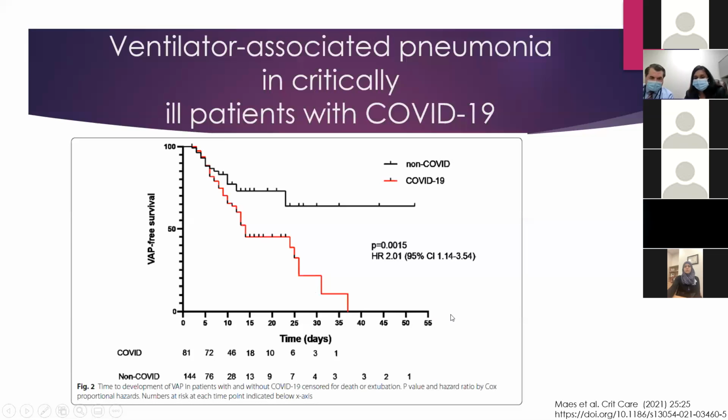And here, this is the curve. This is looking at patients with COVID and without COVID. The COVID group is in red, and this is time to VAP, time to ventilator-associated pneumonia. So the patients with COVID developed ventilator-associated pneumonia faster than the non-COVID patients. And some of the things that I've been noticing is that when you have COVID-19, when you have severe infection, there's a lot of structural change like fibrosis in your lung.